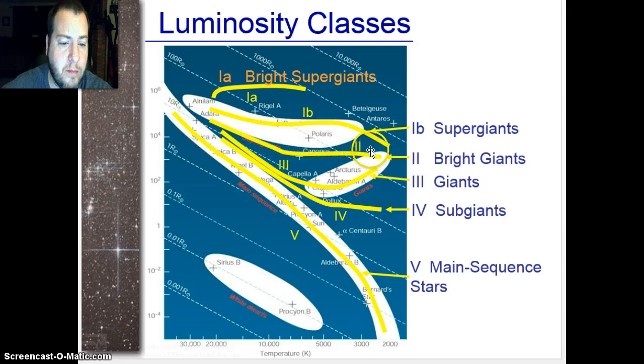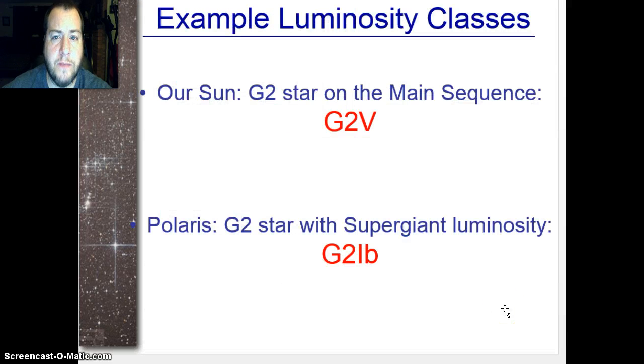Anything on this line, bright giants, or luminosity class 2. Anything here, giants, or luminosity class 3. Anything on this line, subgiants, or luminosity class 4. And anything on here, main sequence stars, or luminosity class 5. So you can put those together, like with our Sun. You can add G2 with 5. So our Sun is a spectral type G2 and a luminosity class of 5.